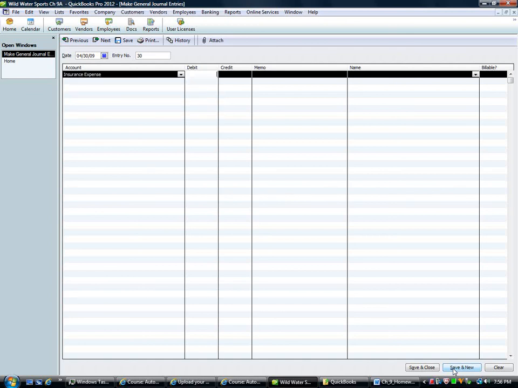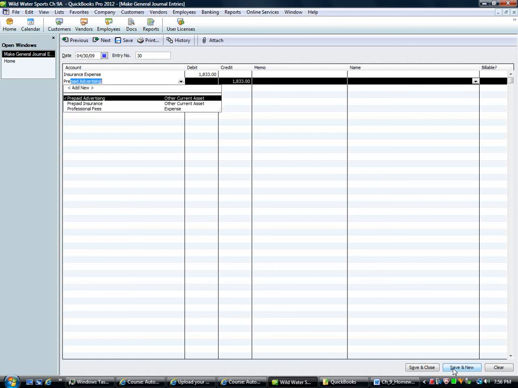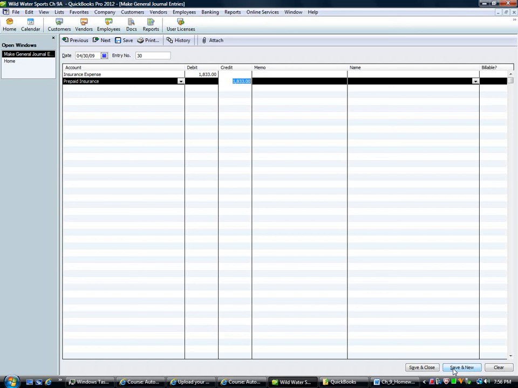Expenses always go up. Expenses have a debit balance. We're going to make it go up with another debit, 1,833. And prepaid insurance is an asset. We're making the asset go down because that asset has now expired. And assets have a debit balance. How do we make them go down? We do the opposite thing to it, which is credit. Alright, so I'm going to save and next on that one.